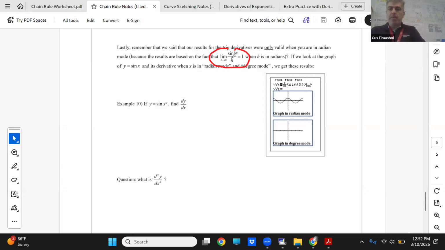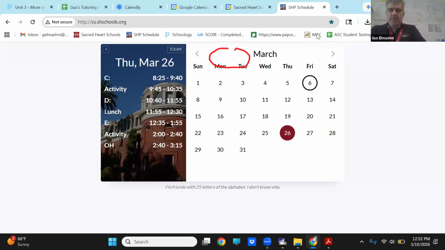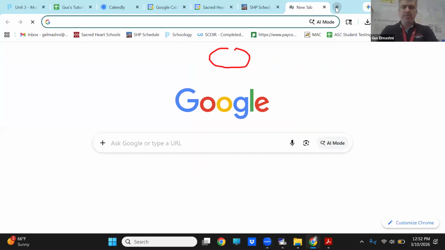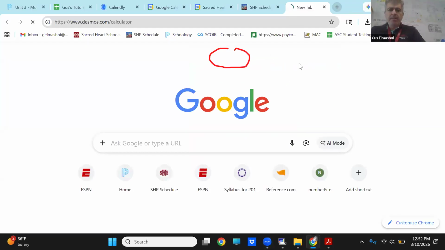So when we actually went through the formal derivations and used these extra limits as part of that derivation, the assumption was that h is in radians. And if we look at the graph of y equals sine x and its derivative in radian mode and degree mode, we get the following results. So for example, I could do some Desmos, because the TI for calculus is a little clunky.